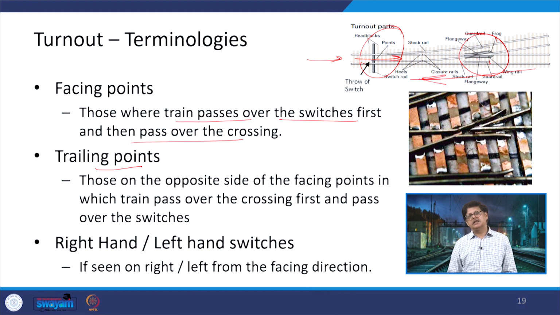Then right hand and left hand switch: it is seen on the right and left from the facing direction. Now, what is the facing direction? The facing direction is that you are looking from this side towards the crossing. When you are looking from this side towards the crossing, then the left side switch or the right side switch, that is how they are defined.